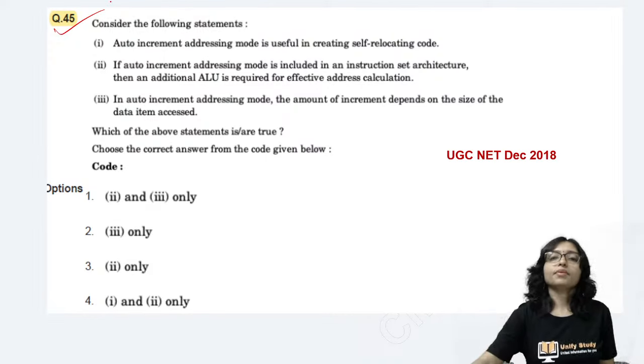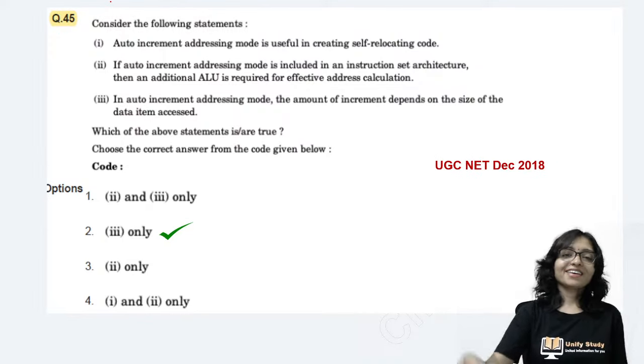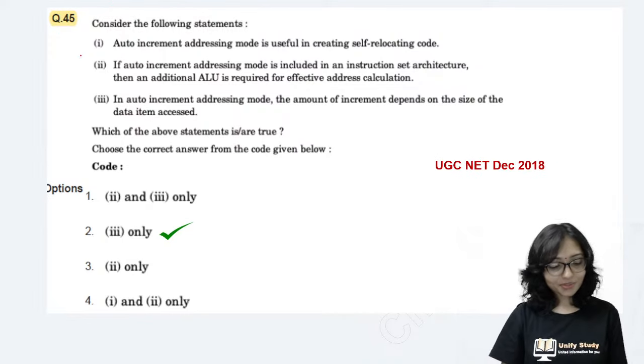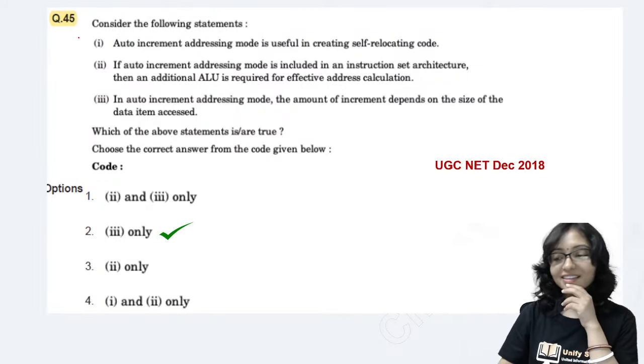Okay, answer came. I can see. Actually, sorry, my daughter is not well, as you know, so that's why some problems are there.